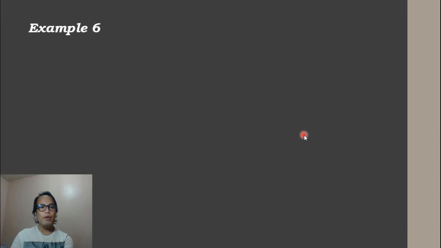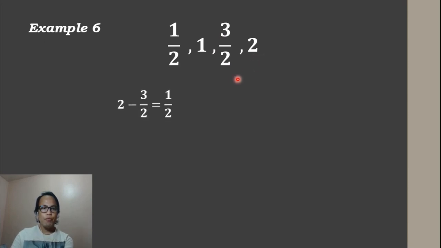Then last example, we have 1 half, 1, 3 over 2, and 2. So we start with 2 minus 3 over 2. Now, since this is a fraction and this is a whole number, we have to take note that a whole number is assumed to have denominator 1, and we apply the rule in subtraction of fractions with different denominators. So therefore, we have to find the LCD.